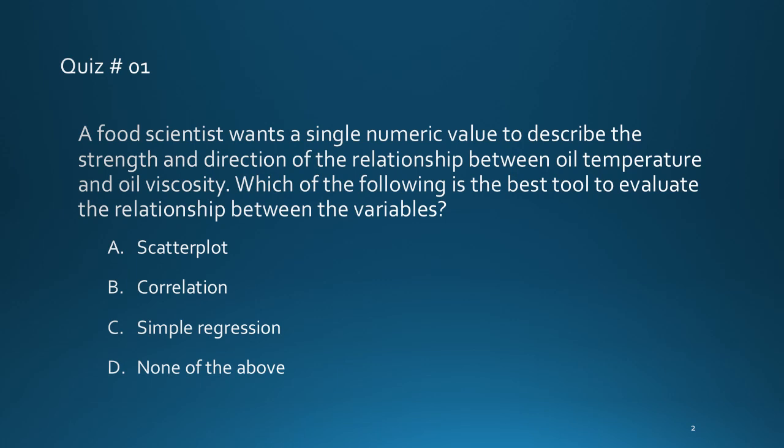Question number one: a food scientist wants a single numeric value to describe the strength and direction of the relationship between oil temperature and oil viscosity. So, which of the following is the best tool to evaluate the relationship between the variables? Is this a scatter plot, a correlation, a simple regression, or none of the above?